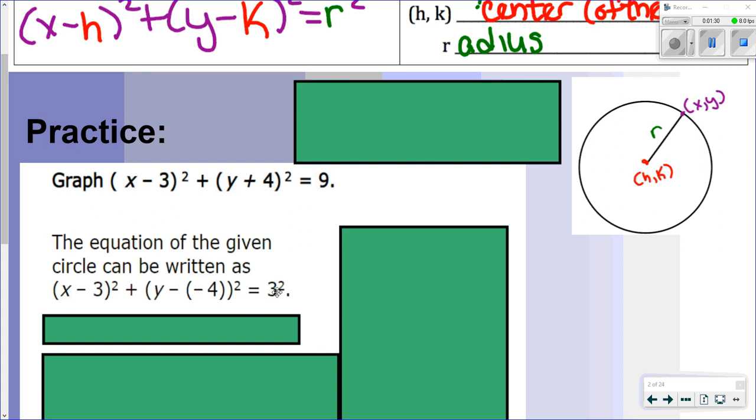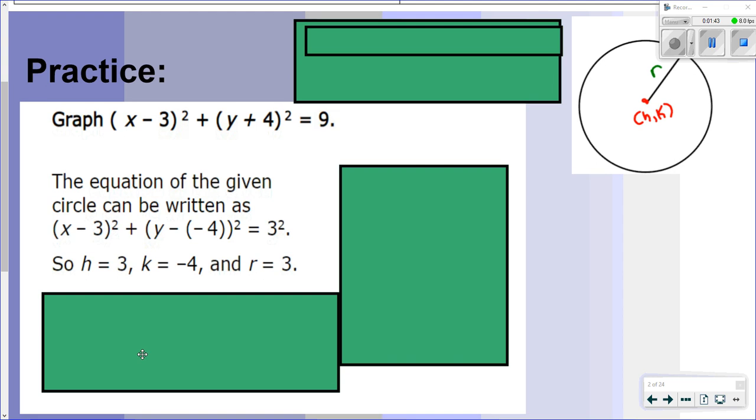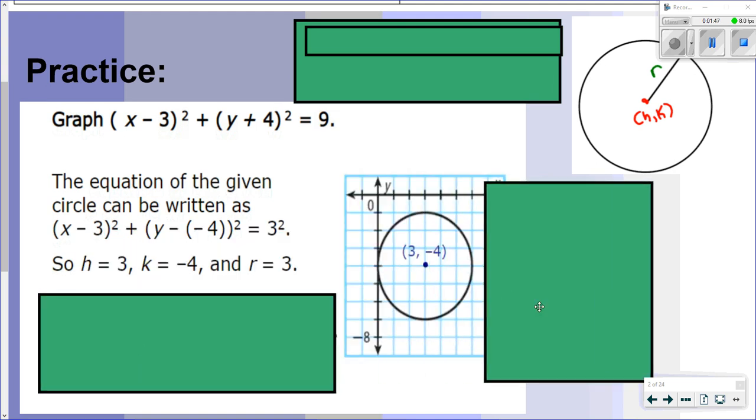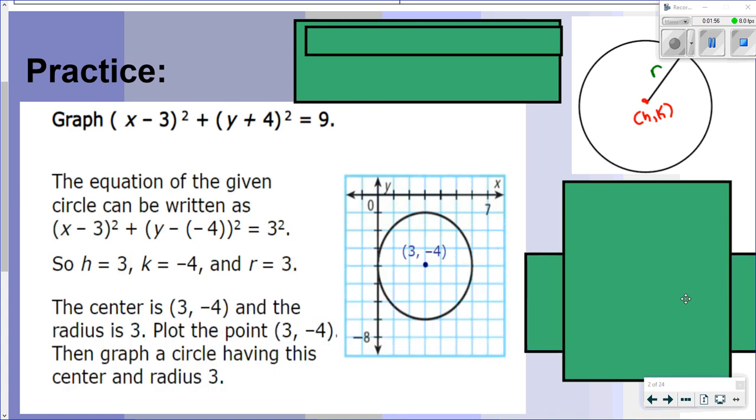So we already have the radius is just 3, and then these two represent your h and your k, as stated. Once you do that, you can plot it on the graph. You got your center, and your radius is 3 all around from the center, and then you draw your circle. So there you go. We did examples of that.